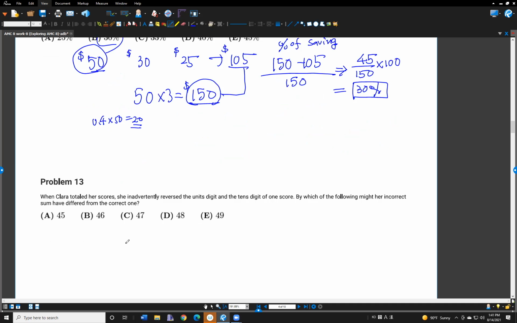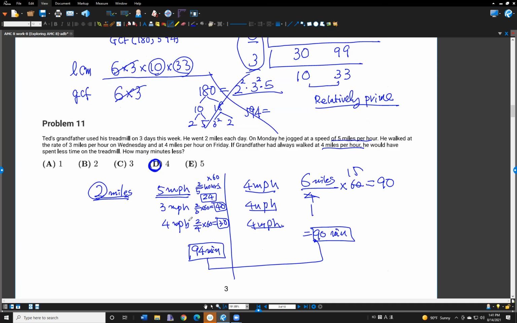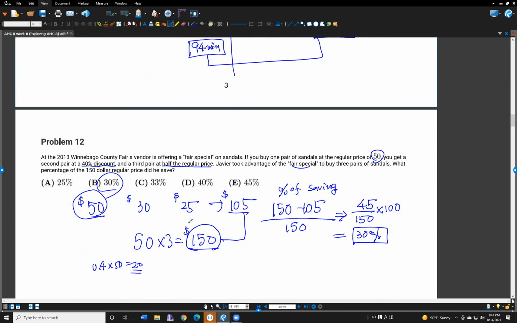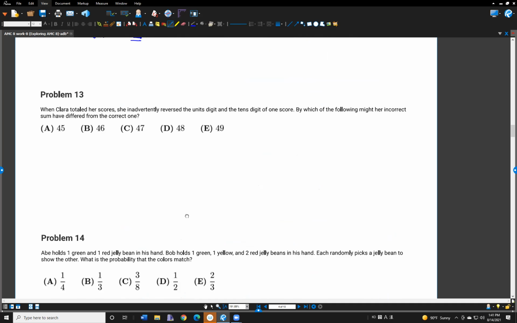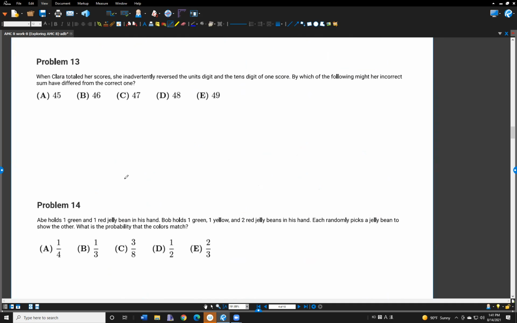Okay, now the next one, try number 13. I'm not going to say anything about it because number 11 was easy, number 12 also easy, number 13 you also know. Okay, try number 13 everybody, okay?